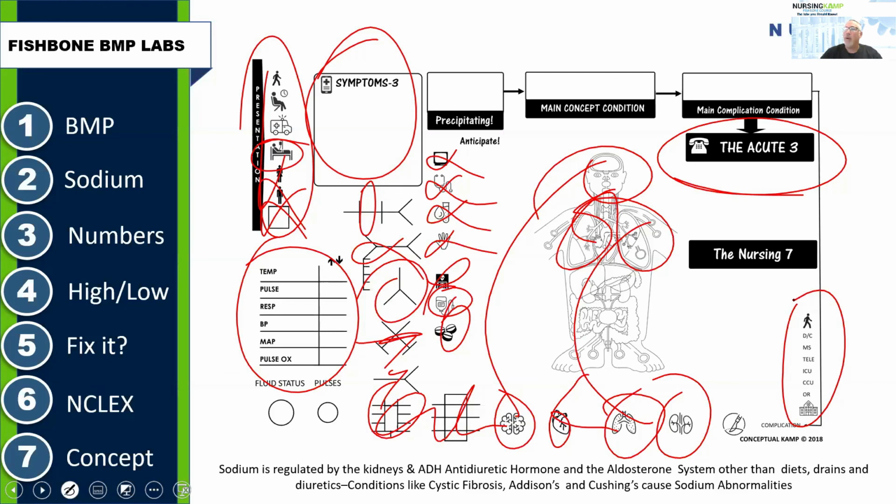The next one we're going to talk about is a really important one called BUN and creatinine in the kidney labs. Everything you need to know about them, and one of the highest priority and most testable things on the NCLEX. So let's move on.